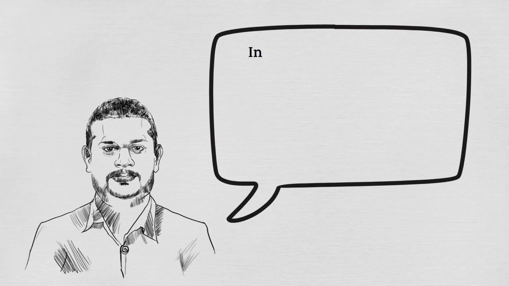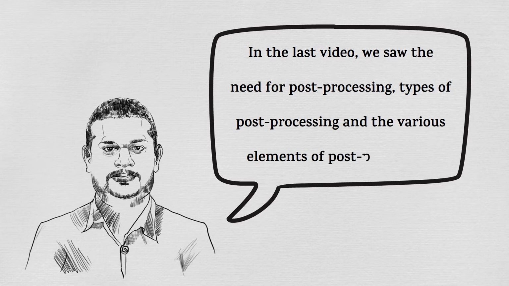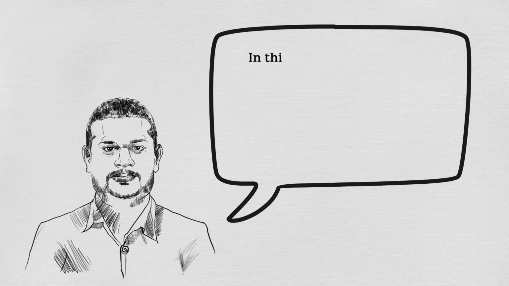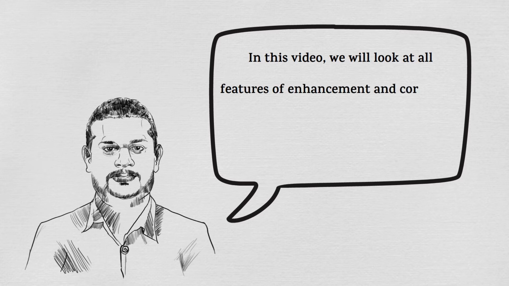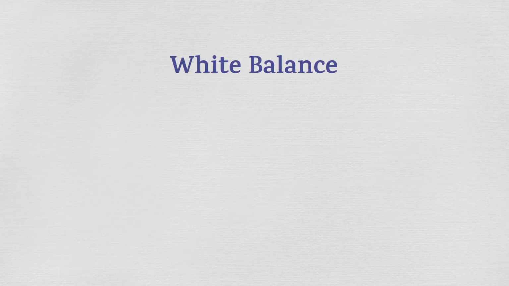Saravanan Janakarajan. In the last video, we saw the need for post-processing, types of post-processing, and the various elements of post-processing. In this video, we will look at all the features of enhancement and correction in detail. I will use some of my work as an example to explain these features. Let's look at white balance.